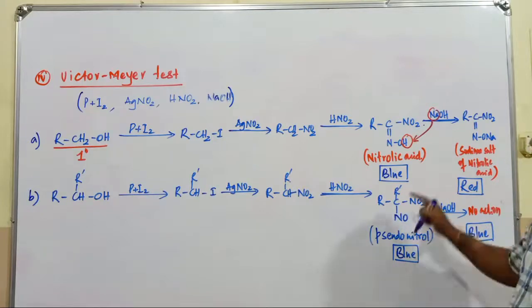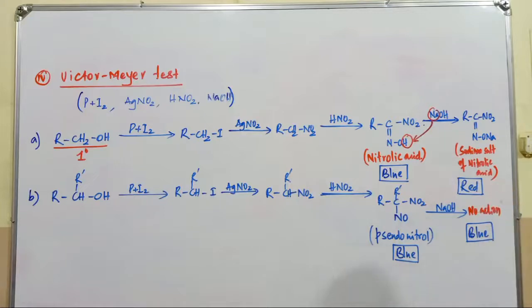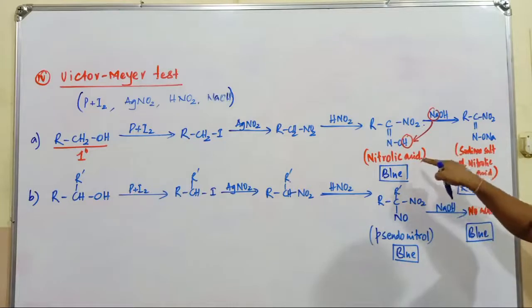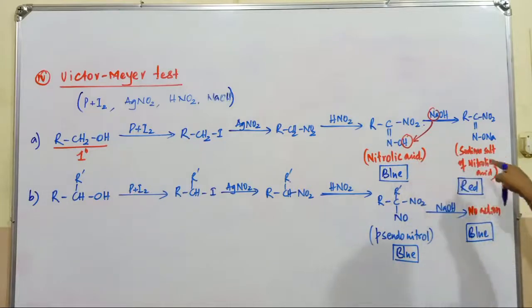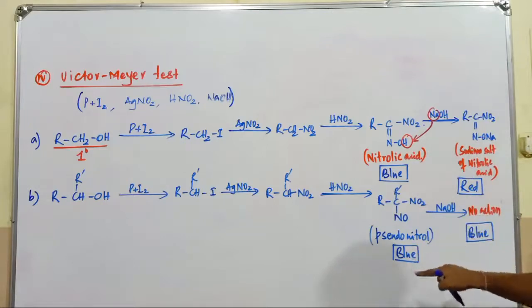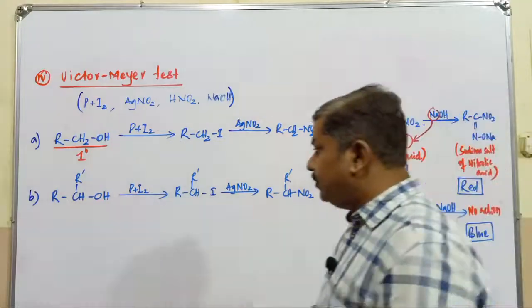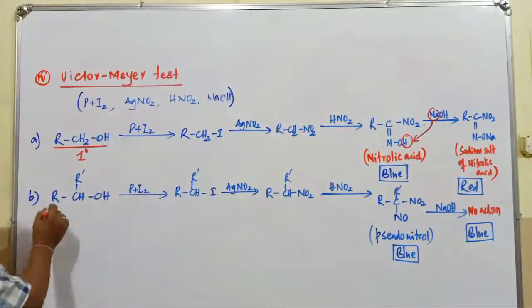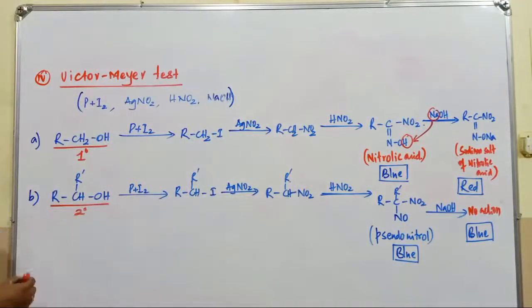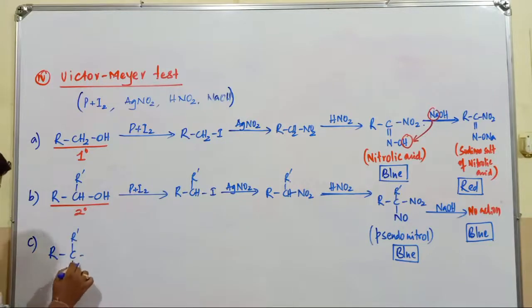If you observe the first and second reactions, primary and secondary alcohol, what is the difference here? In the case of primary alcohol, the blue colored nitrolic acid converts into a red colored compound after adding sodium hydroxide. In this case, sodium hydroxide has no effect, so the blue color remains as it is. Then the alcohol is a secondary alcohol. And the third one is going to be a tertiary alcoholic compound. This is R, R', R'', double dash you can take.